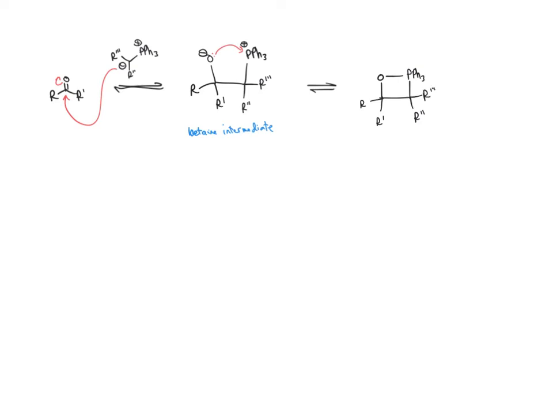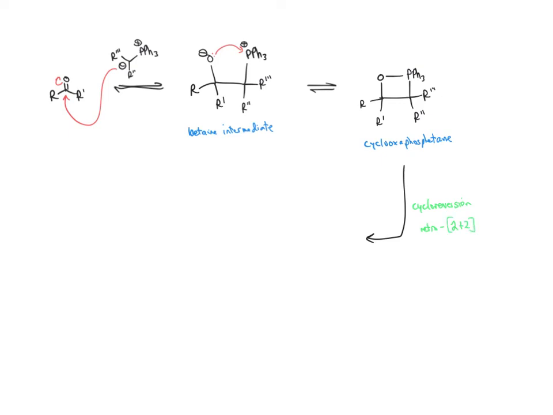And this cyclic species is known as a cyclooxyphosphate. And so this cyclooxyphosphate is pretty stable, but what can happen in order to get product is you get a reaction known as a cycloreversion. Now, cycloreversion is really simply a retro 2+2 reaction.